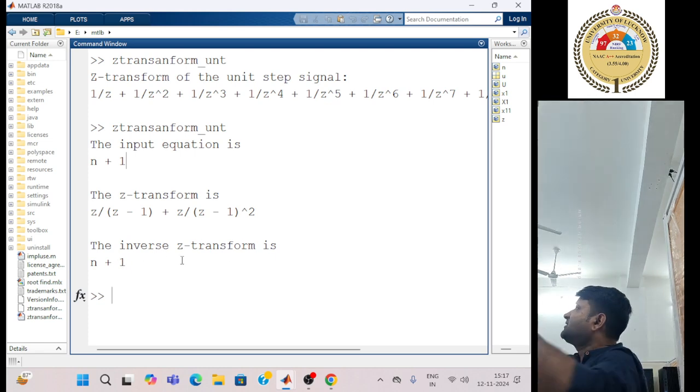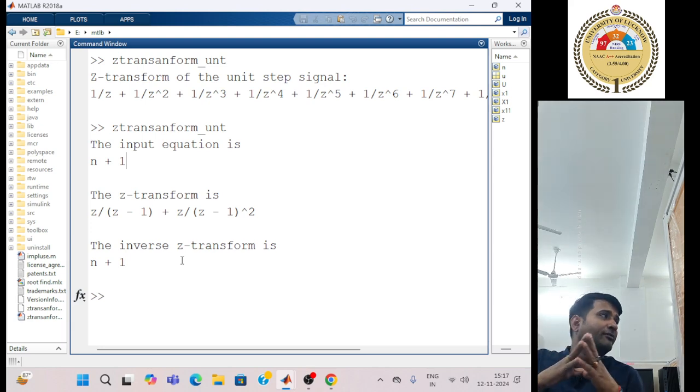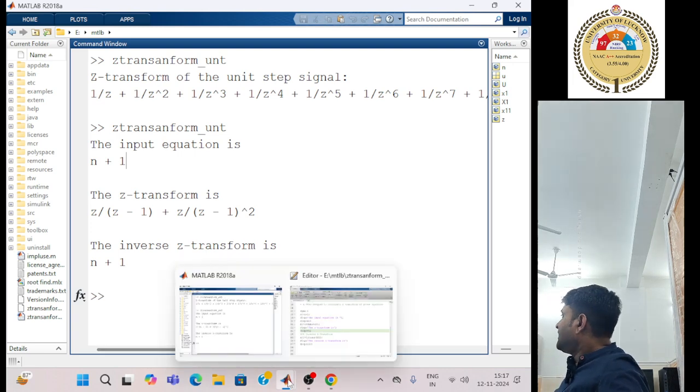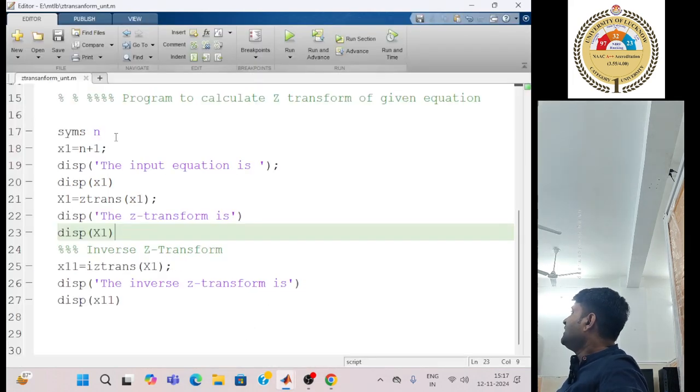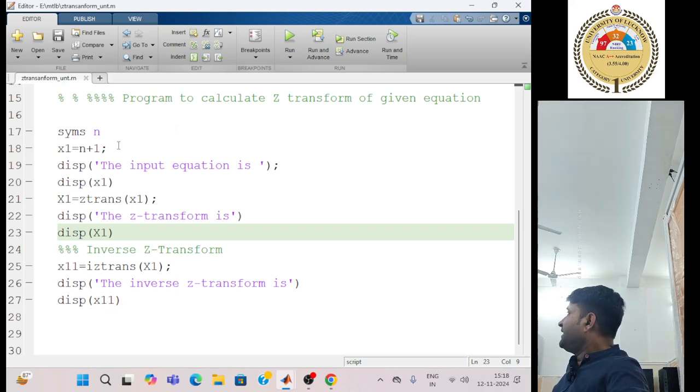This is all about finding the Z transform of a given equation. This is the simplest process, with simple steps. You write the equation first of all in the MATLAB script, and then declare the symbolic variable function.